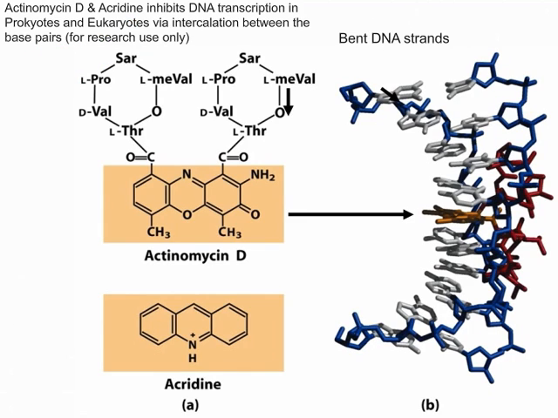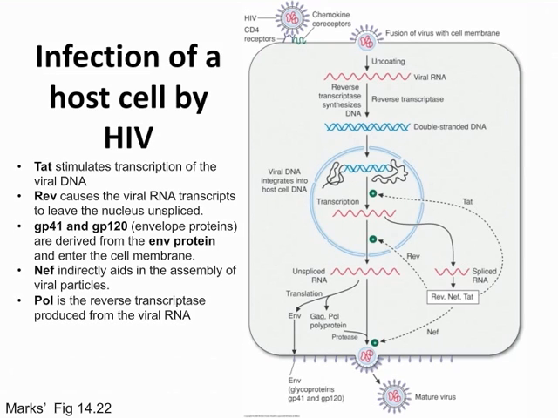So here we have two drugs, actinomycin D and acridine. Both of these are going to inhibit prokaryotic and eukaryotic transcription. So when your body is infected by a virus, certain things are going to happen. TAT, REV, and NEF are going to be produced. So TAT stimulates transcription of viral DNA. REV causes those RNA transcripts to leave the nucleus unspliced. NEF indirectly aids in assembly of the viral particles, and then GP41 and GP120 are envelope proteins that enter the cell membrane, and POL is a reverse transcriptase produced from viral RNA.